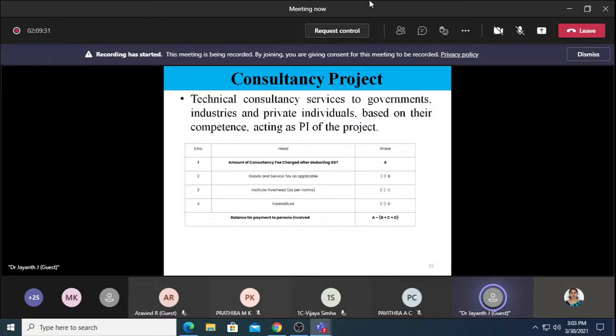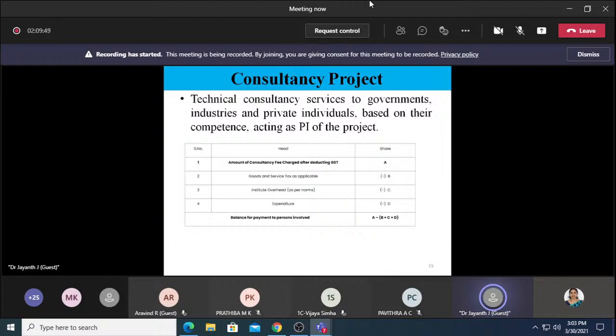Third one is for purchasing of equipment, that is B, institute overhead charges. C, the fourth one, is expenditure, on what you are trying to spend. So that is your total amount, A minus B plus C plus D. That will be your remaining amount of A.